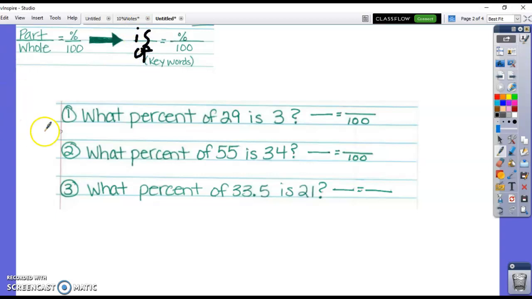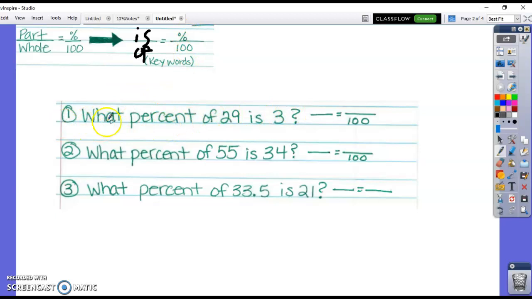Okay, so the question 1, what percent of 29 is 3? Okay, so first thing I always do is set up my proportion, I put my fraction line, an equal sign, and a fraction line, and 100 is always going to go in that spot. Okay, so now I'm going to look up here at my example up here. So any number with a percent is going to go over 100.